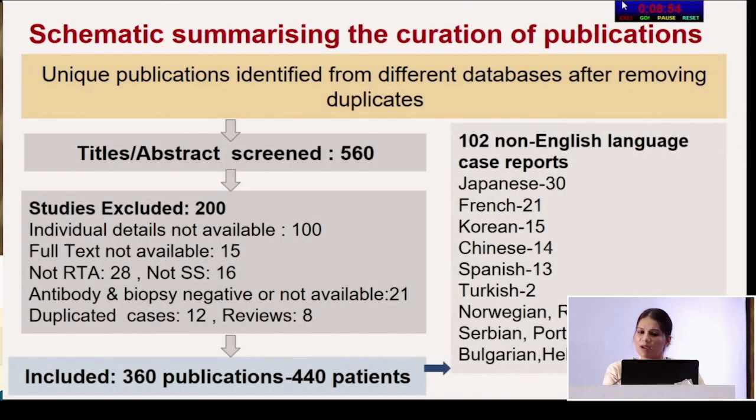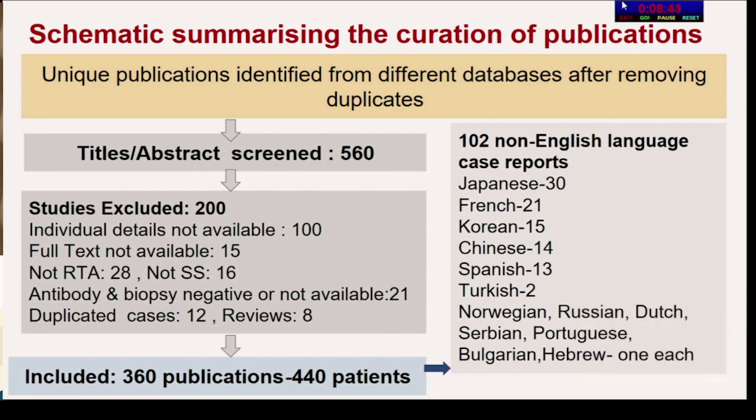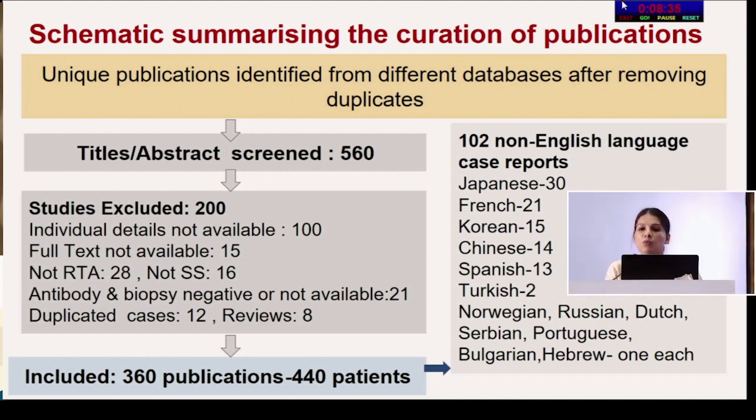Now, this is the schematic summarizing the curation of publications. The unique publications were identified from different databases, duplicates were removed, and a total of 560 abstracts were screened. 200 studies were excluded, and finally there were 360 publications, and from these 360 publications there was information on 440 patients with both Sjogren's syndrome and renal tubular acidosis. There were 102 non-English language case reports, mostly Japanese, French, Korean, Chinese, Spanish, Turkish, and the remaining as listed.